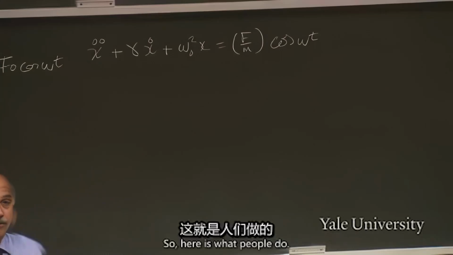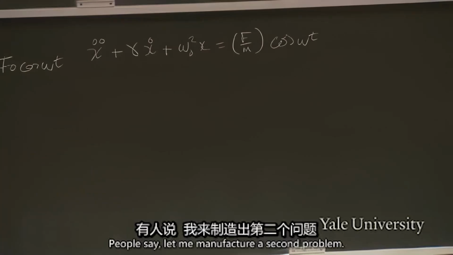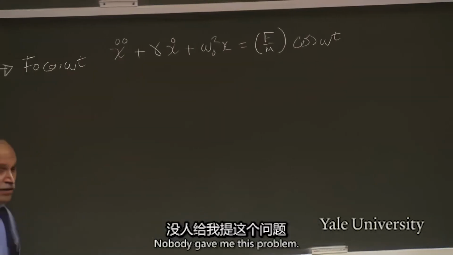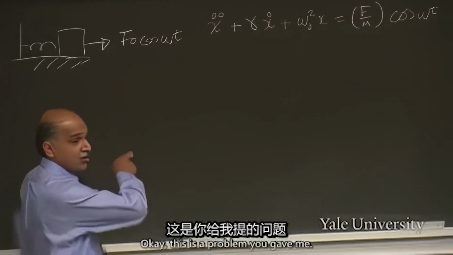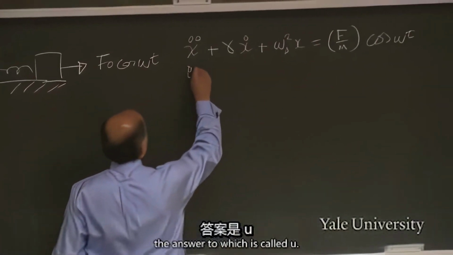So here's what people do. It's a very clever trick. People say, let me manufacture a second problem. Nobody gave me this problem. Okay, this is the problem you gave me. I make up a new problem, the answer to which is called y.